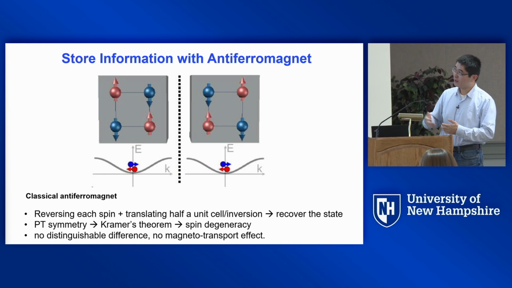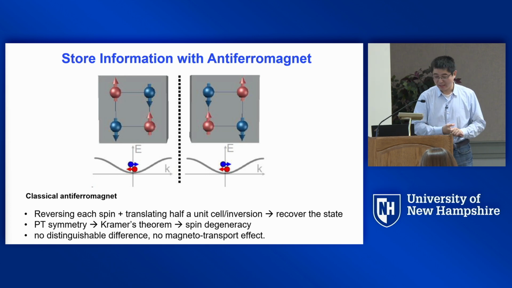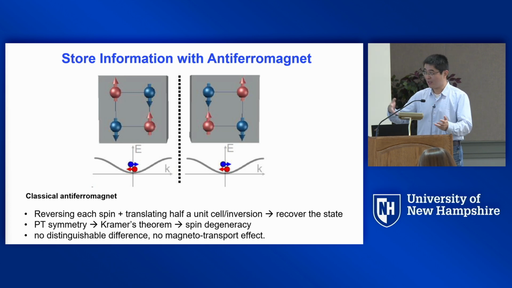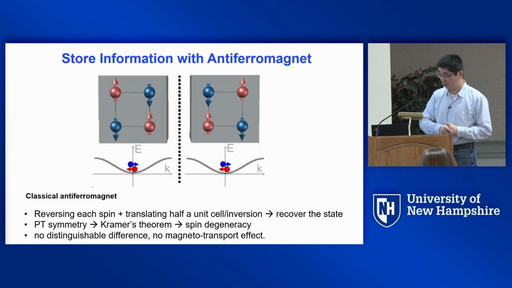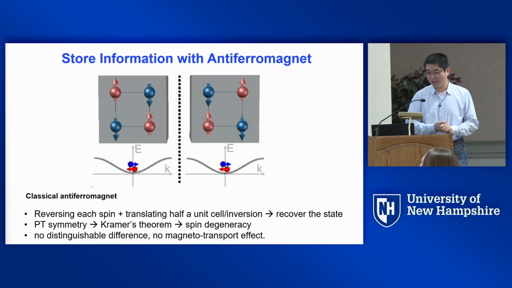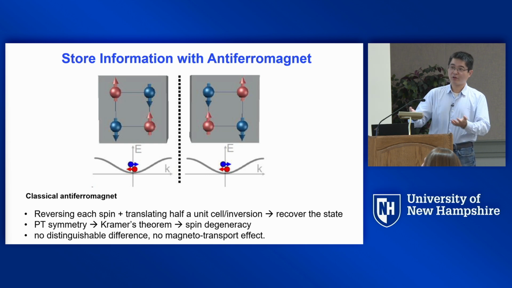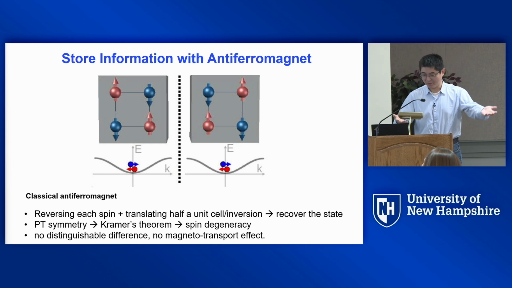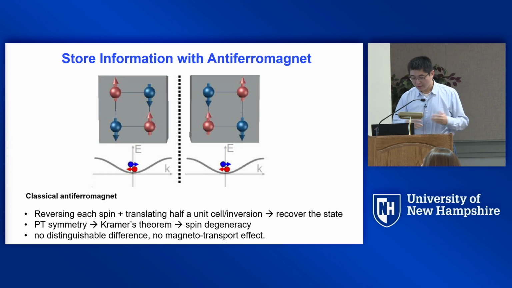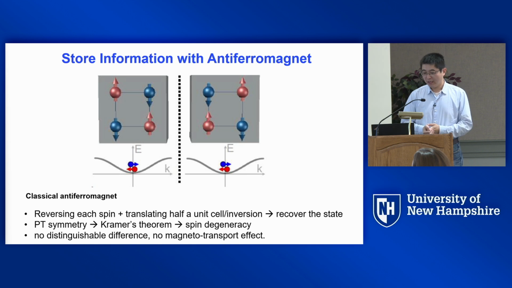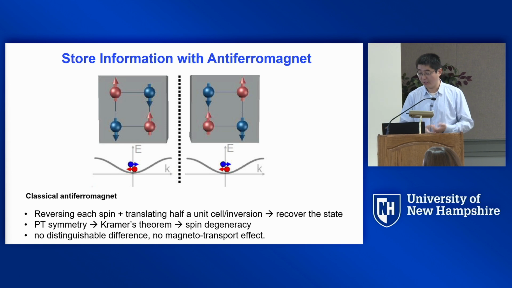More generally speaking, although antiferromagnet in general breaks time reversal symmetry, it still has this P plus T symmetry, parity plus time reversal symmetry. Under such a symmetry requirement, you have this Kramers theorem, which says when your PT symmetry is conserved, each point in the reciprocal space will be doubly degenerate. For example, spin up and spin down will occupy the same point in the reciprocal space. Because of that, you do not expect to see any observable magnetotransport phenomena like magnetoresistance, Hall effect, anomalous Hall effect, etc. So that was the issue.